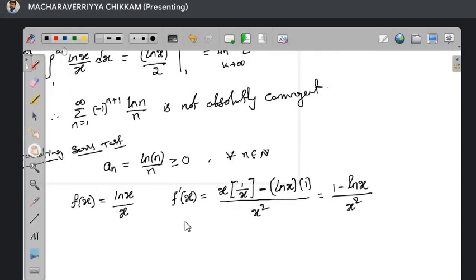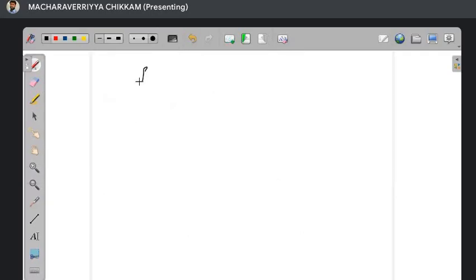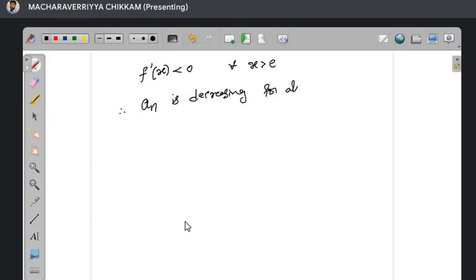Okay, and we know that this is going to be negative for all x greater than e, because at e it will be equal to 1, so 1 minus 1 will give 0. So after e, its ln x value will be more than 1, so there it is going to be negative. So since we got f dash of x negative for all x greater than e, we can say that the sequence a_n is decreasing for all n greater than or equal to 3.